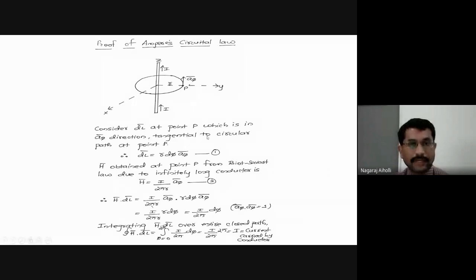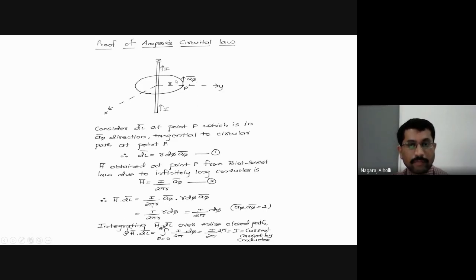Consider dl bar at point P, which is in the A phi bar direction, tangential to the circular path at point P. Therefore, what is the magnitude of dl bar? If we consider the elemental arc length, then the arc length is given by the radius multiplied by the angle subtended by that arc length. This we have seen in many of our classes. That is, arc length is the radius multiplied by the angle subtended, d phi. Therefore, dl bar is equal to r d phi in magnitude, and its direction is A phi bar.